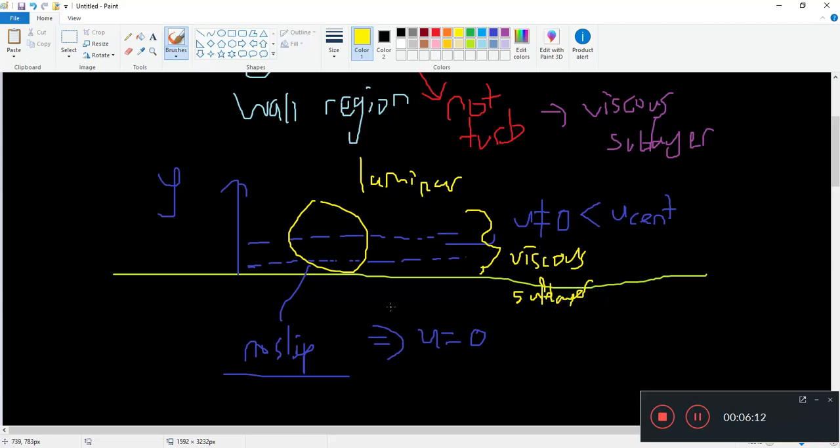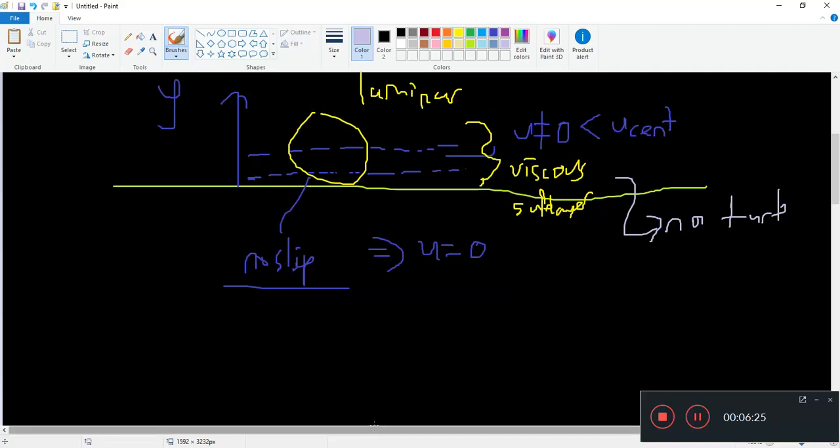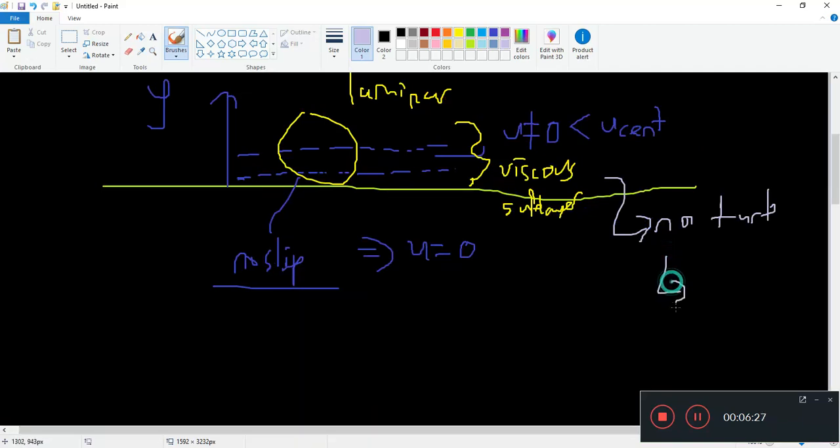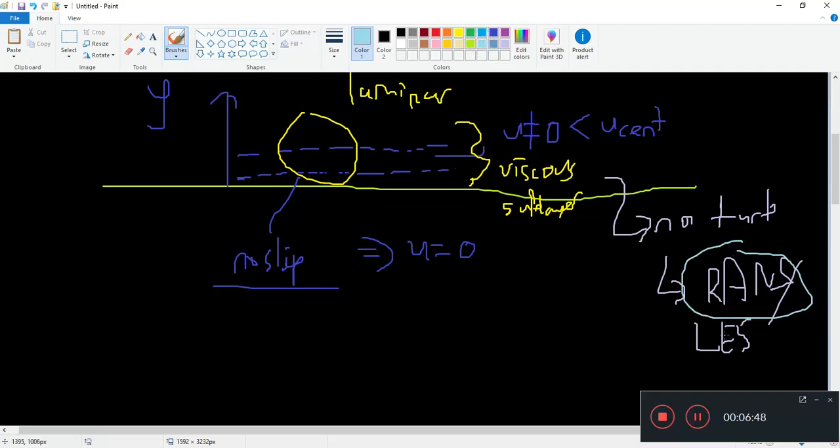Alright, so the thing about this viscous sublayer is that we don't have turbulence. There's no turbulence here. So the thing is that our Reynolds average Navier-Stokes or LES models may not work here. Now, more models are usually developed for Reynolds average Navier-Stokes. So that's the key thing about this.